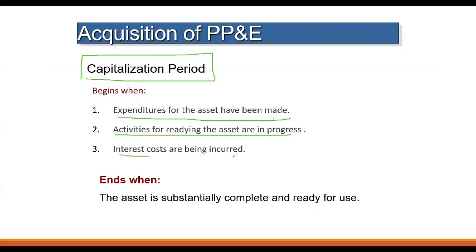And then interest cost being incurred. Meaning we are paying money for construction, the construction is in process, and we are paying interest. If we have these three items, then this is the beginning of the capitalization period. And it ends when the asset is complete and ready to use. Meaning whenever you finish the asset, the period for capitalization will end.